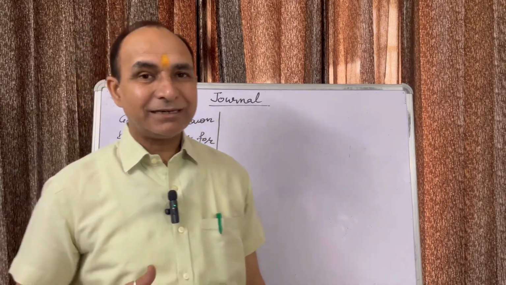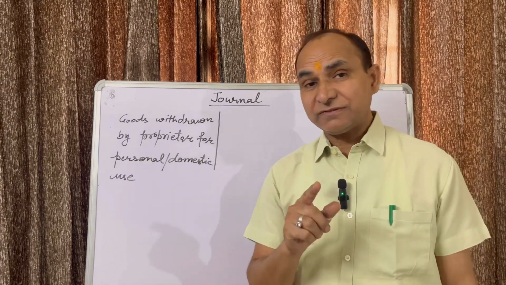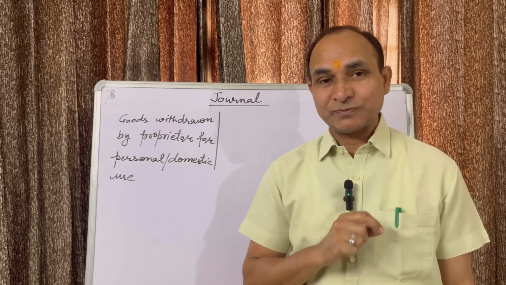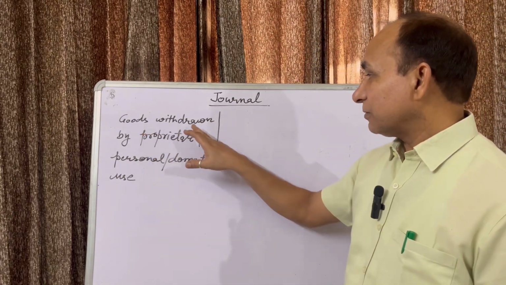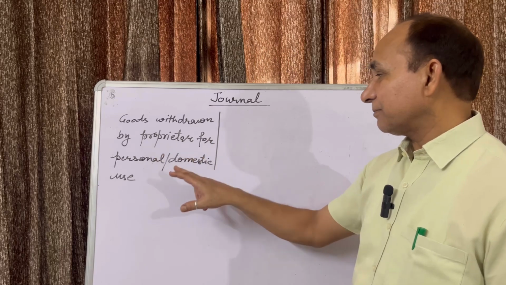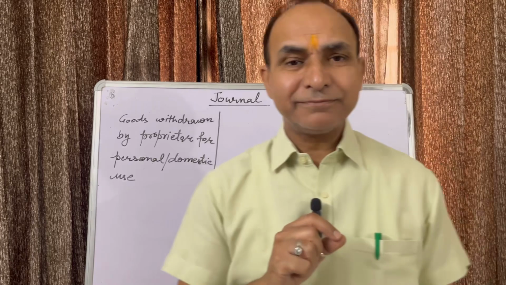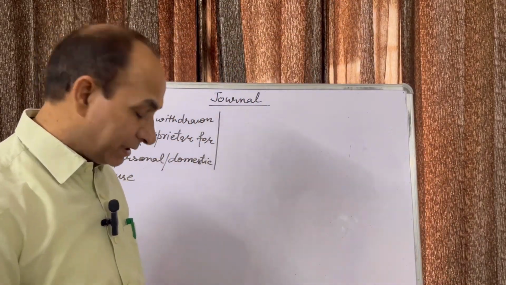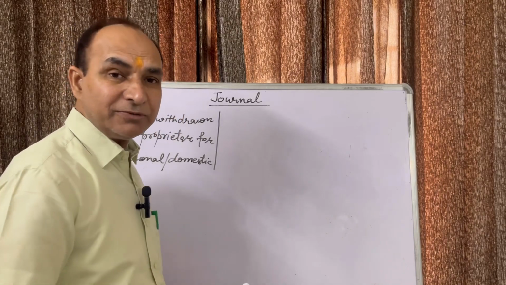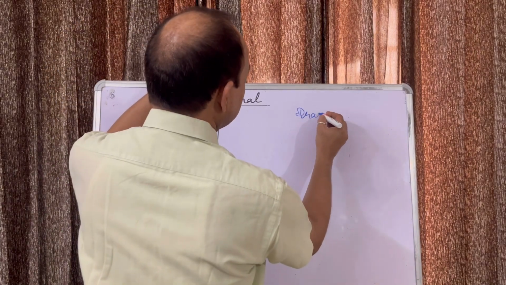In that series, I would like to discuss one transaction with you which is very important. Maybe you know the entry, but what is the reason for it? That is necessary to know. The transaction, as a part of journal entries, is goods withdrawn by proprietor for personal or domestic use. We all know that whenever goods are withdrawn by the proprietor for his personal or domestic use, these are termed as drawings.